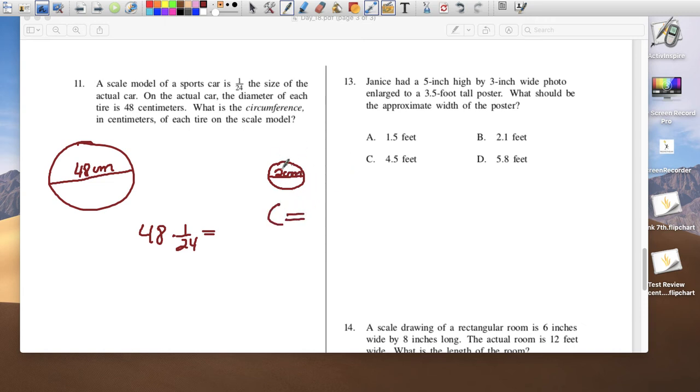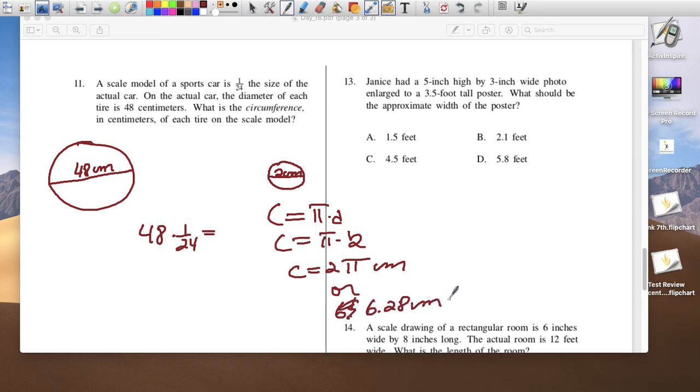On the toy car, the wheel has a diameter of 2 centimeters, so circumference is pi times d. Circumference is pi times 2, and circumference equals 2 pi centimeters, or you can multiply 2 times pi and round to the nearest hundredth. 6.28 centimeters would be the circumference of this little tire over here.